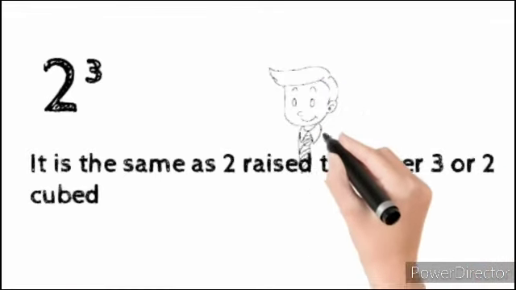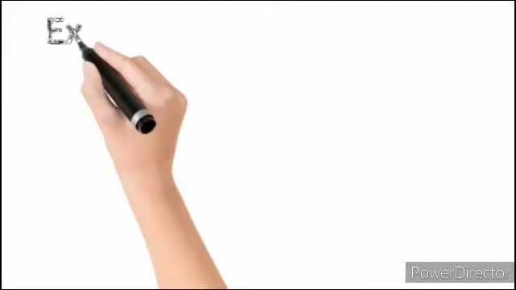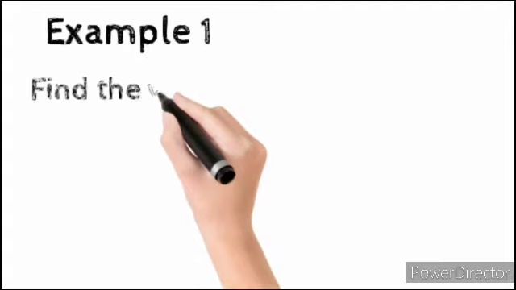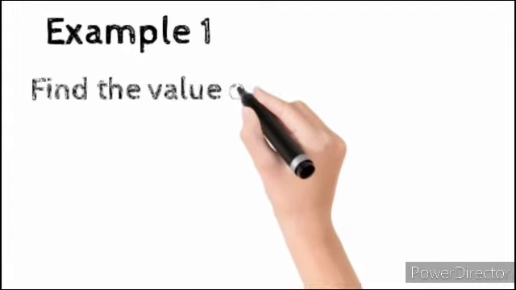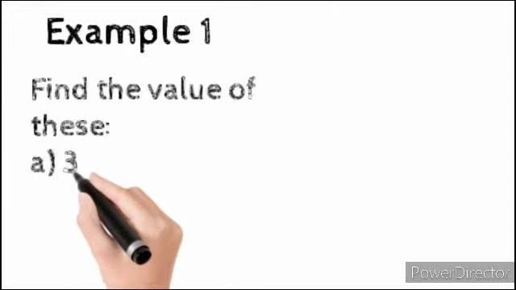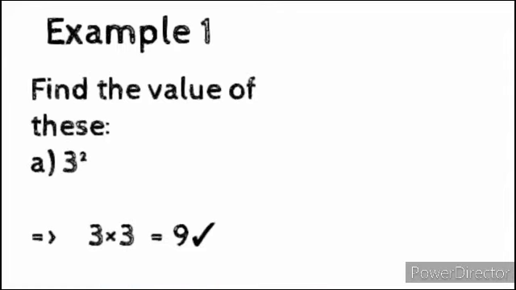Okay, let us attempt a question on indices. Example 1. Find the values of these. 3 raised to power 2, which is written 3 with a little 2 at the top right. It is the same as 3 times 3. That is 3 multiplying itself. 3 multiplying itself once, which is the same as 3 times 3, which equals 9.